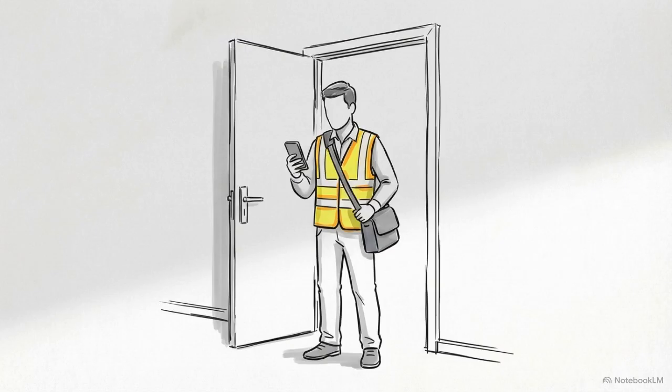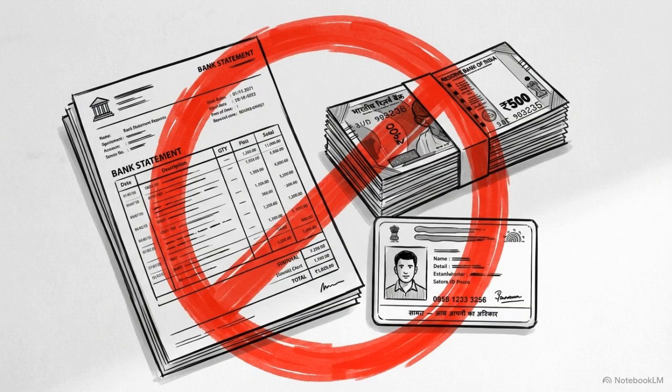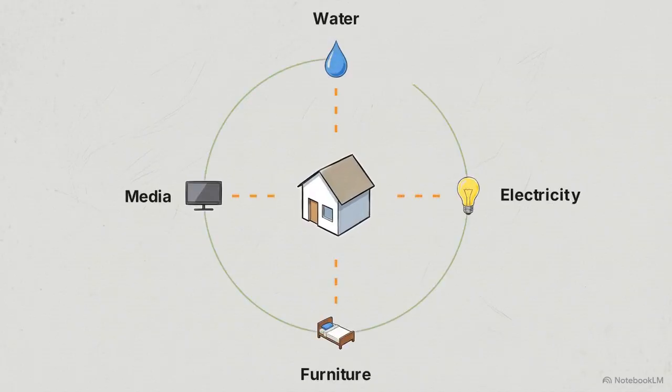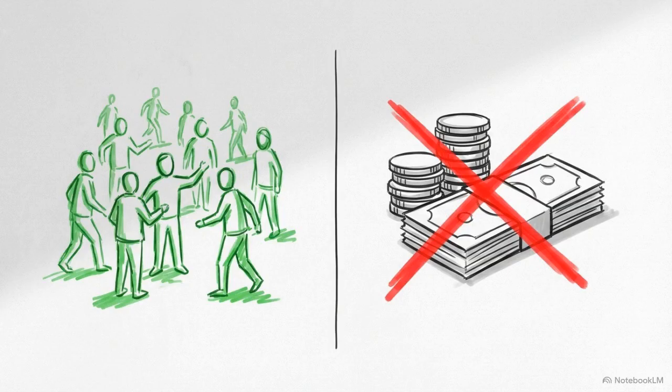Throughout this process, you must respect strict privacy boundaries. You are never allowed to ask for financial information, monthly income, bank account details, or PAN cards. These 34 questions are designed purely to map the lifestyle and living conditions of the household. You are collecting demographic data, not auditing their wealth.